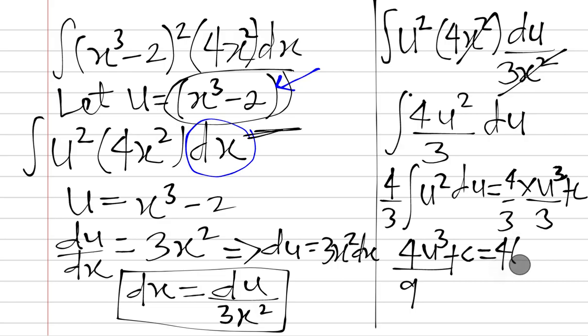So that will be 4 into bracket s cubed minus 2 raised to power 3 over 9, plus c. Are you seeing that? So this is the final answer for this question.